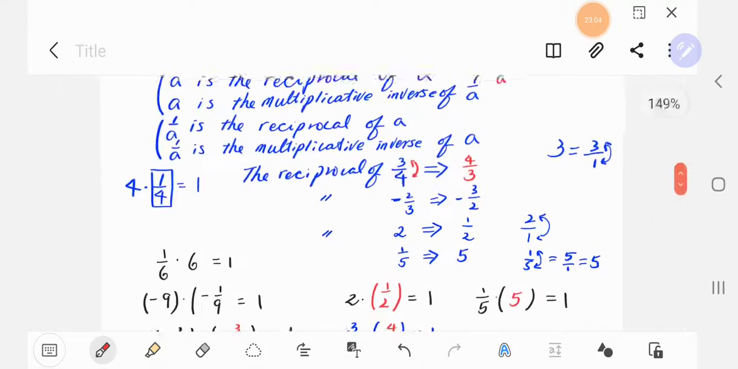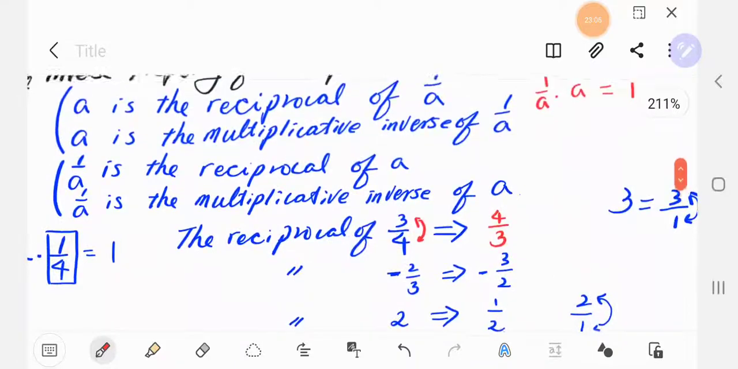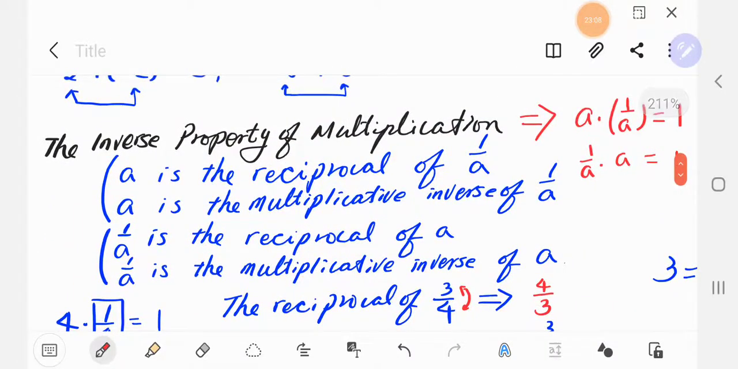Okay, so this is the inverse property of multiplication. A really important concept, important property.